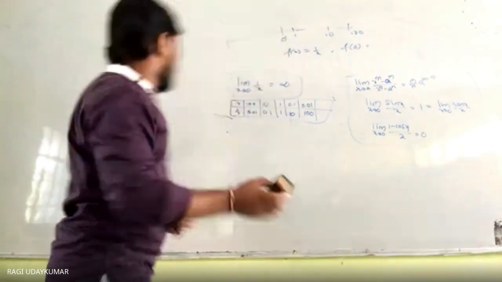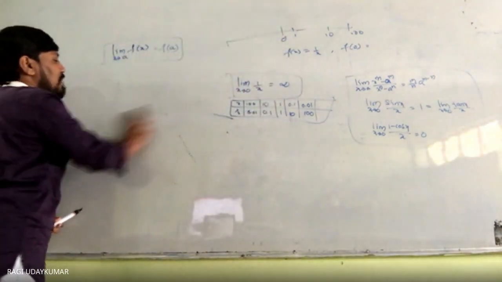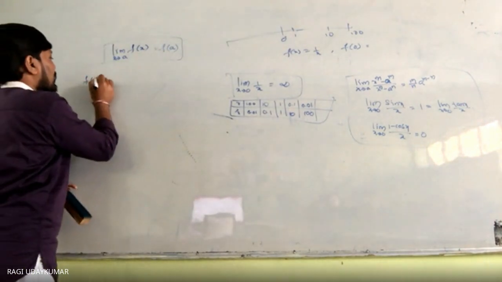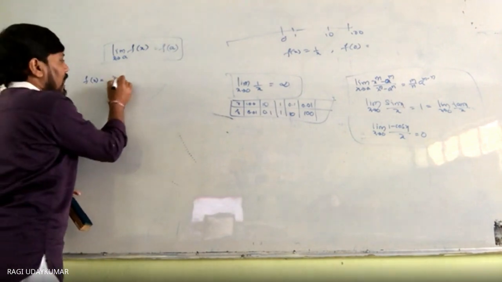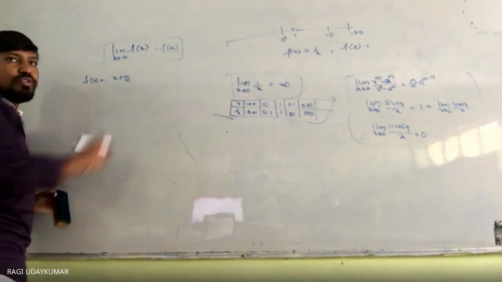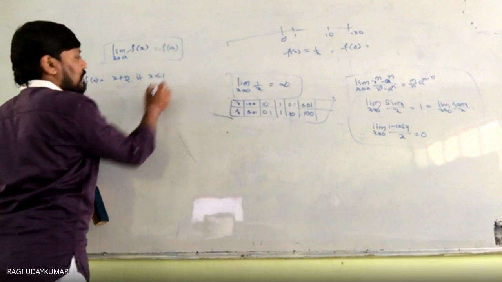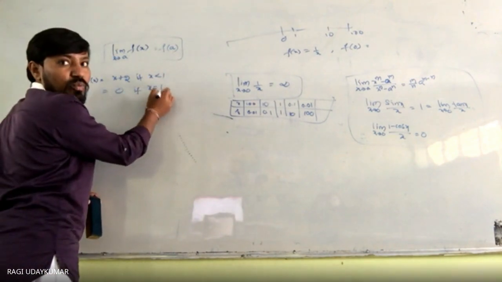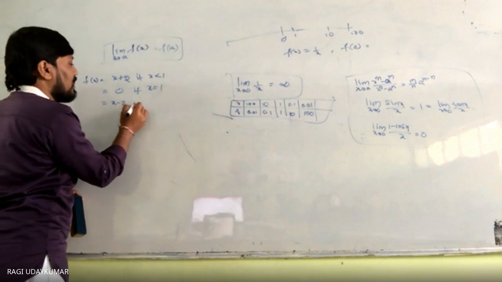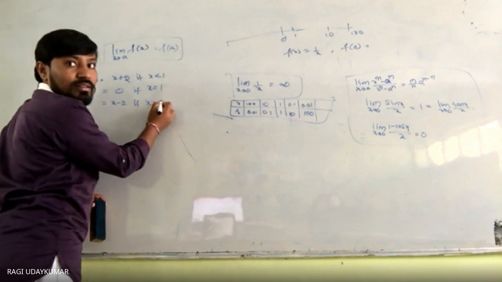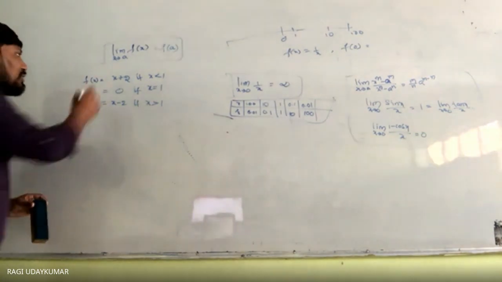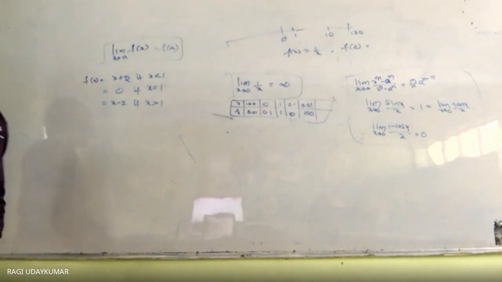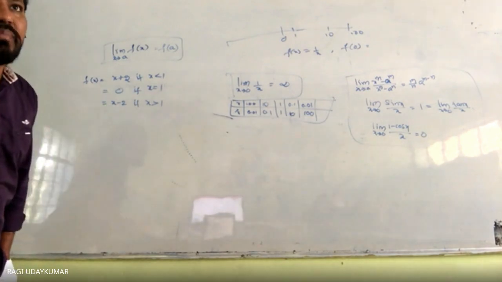Let me take f of x equals x plus 2. One example, through which I am going to explain continuity. The function is given as f of x equals x plus 2 if x is less than 1, equals 0 if x equals 1, and equals x minus 2 if x is greater than 1. So this is the function given to you. It is a split function at the place of 1.